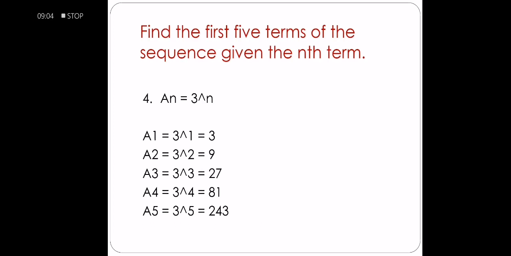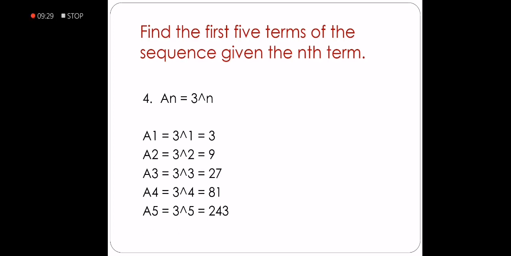Next, we have the a sub n equals 3 raised to n. Okay, pagka meron siyang parang insert sign, ibig sabihin lang nun, it represents exponent. Okay, so wala din kasing superscript na symbol sa PowerPoint. So in getting a sub 1, we're just going to substitute 1. So it is simply 3 raised to 1, and 3 raised to 1 is simply 3.